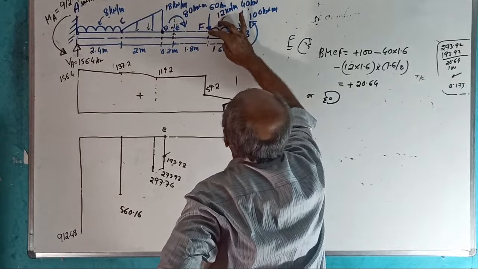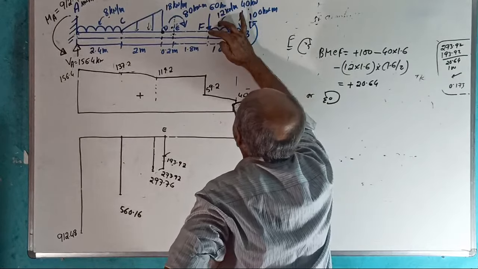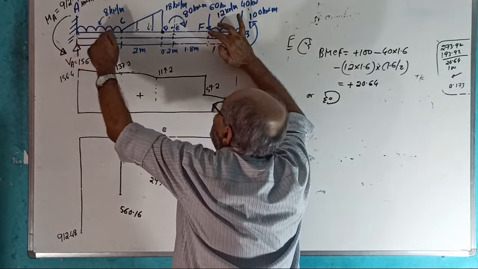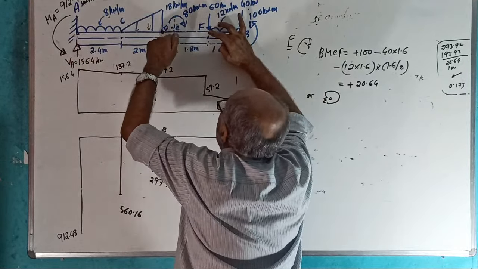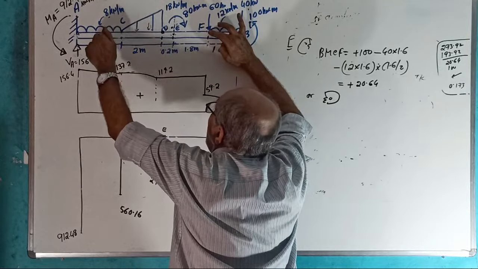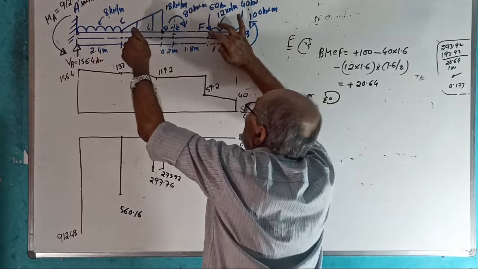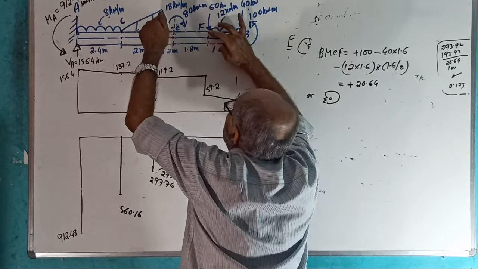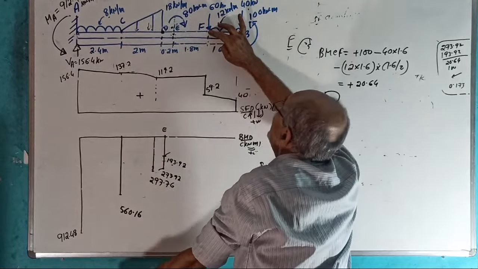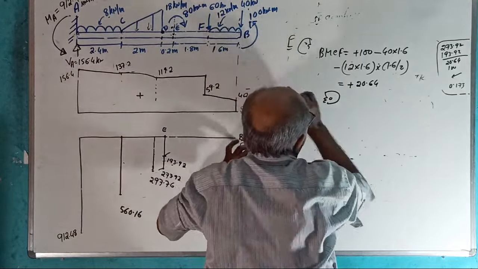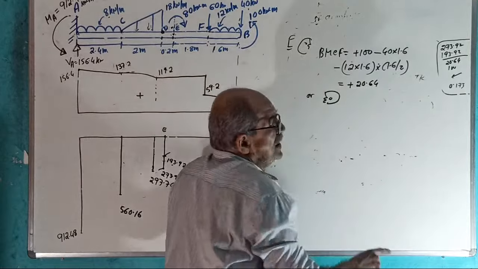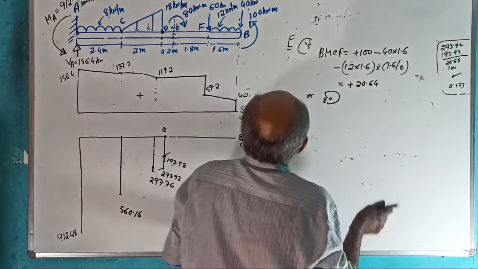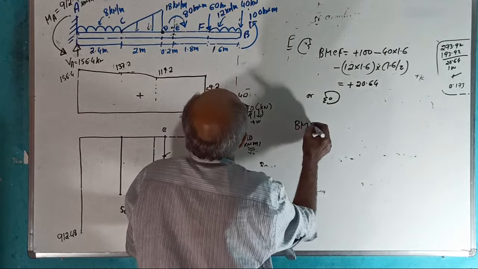Left side: minus 912.48 plus 156.4 into 6.4, minus 8 into 2.4 into (1.8 plus 0.2 plus 2 plus half of 2.4), minus half into 2 into 18 into (2 plus 1 by 3 of 2), then plus 80. 100% the answer is 20.64. My guarantee. Over.